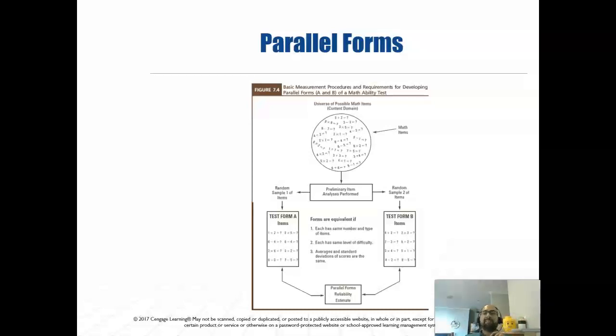To prevent that from happening, we develop a bunch of test items and look for parallel forms reliability. So basically, multiple versions of the same IELTS test should give an individual approximately similar results.